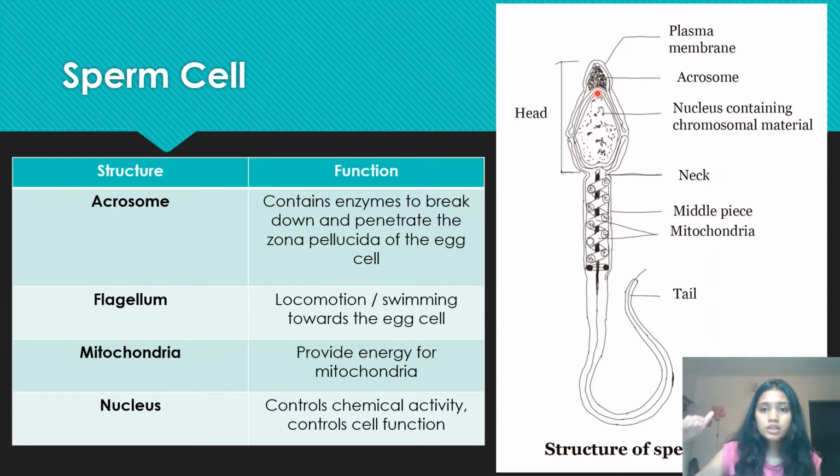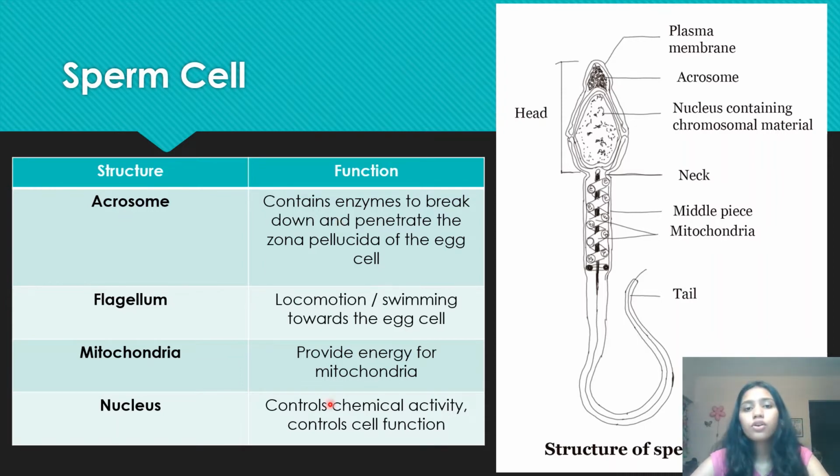And so that helps the sperm penetrate the membrane of the egg cell, and then the jelly coat of the egg cell hardens to prevent other sperms from entering it as well. So the acrosome contains enzymes to break down the jelly coat of the egg cell for fertilization.